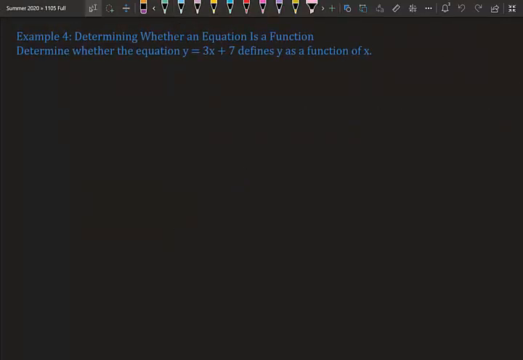Example 4, determine whether an equation is a function. So we're going to determine whether the equation y equals 3x plus 7 defines y as a function of x. So when we look at equations, we need to do one thing to determine if it's a function or not. So I'm going to do example 4 and 5 and kind of go back to them both and explain why they're different.